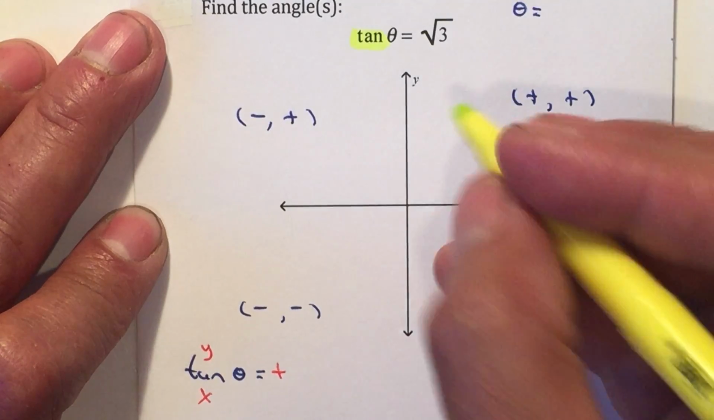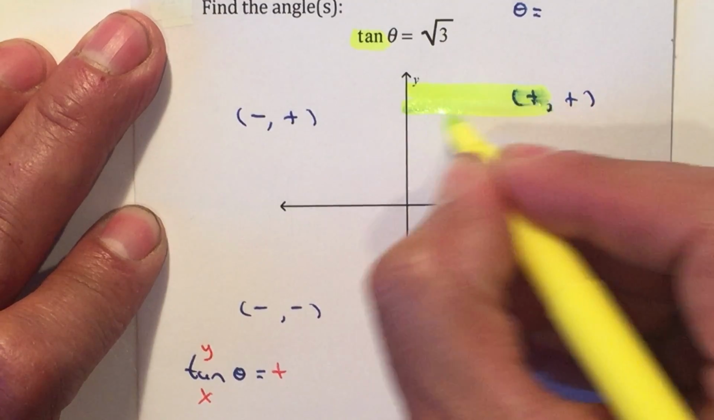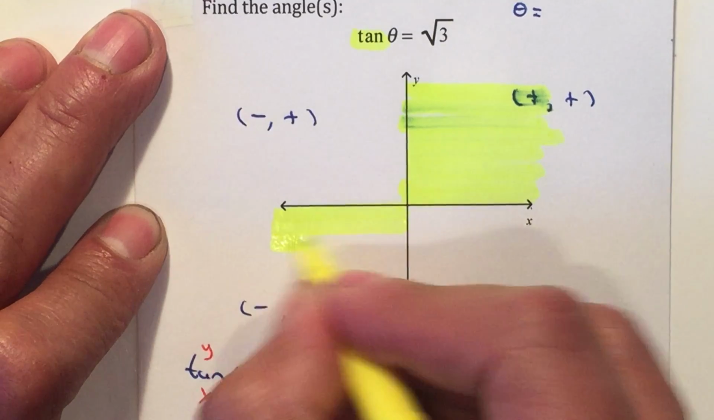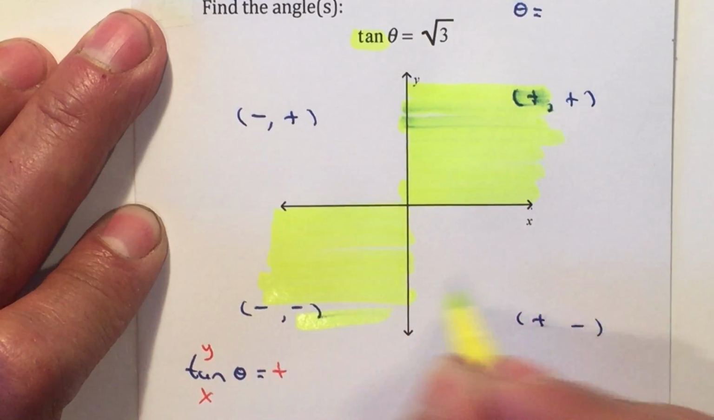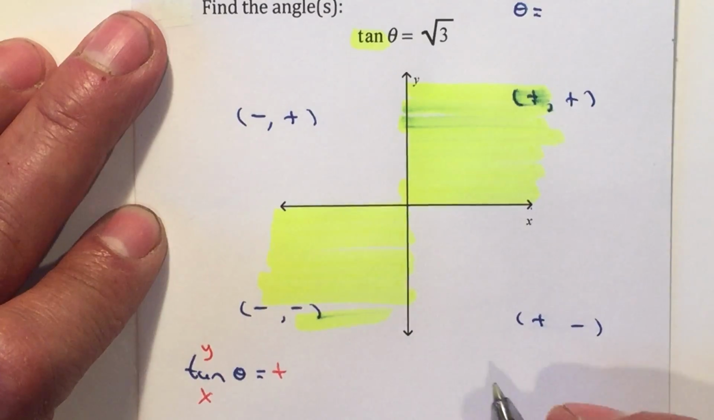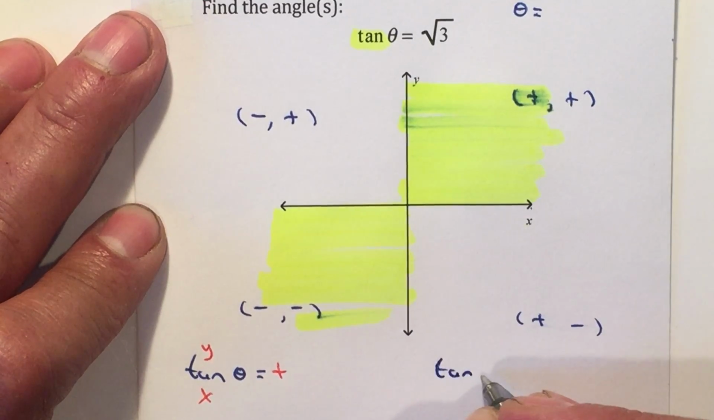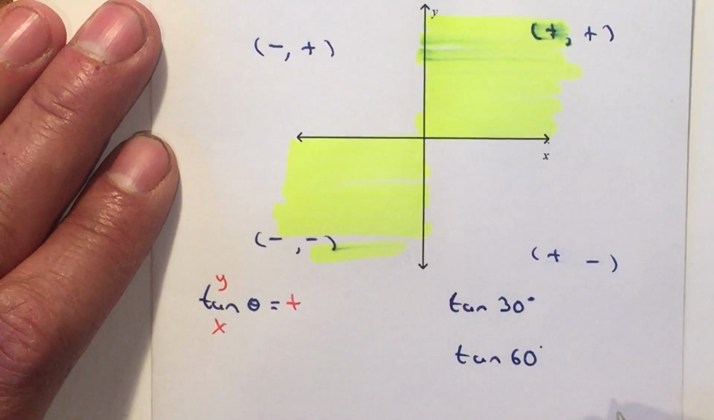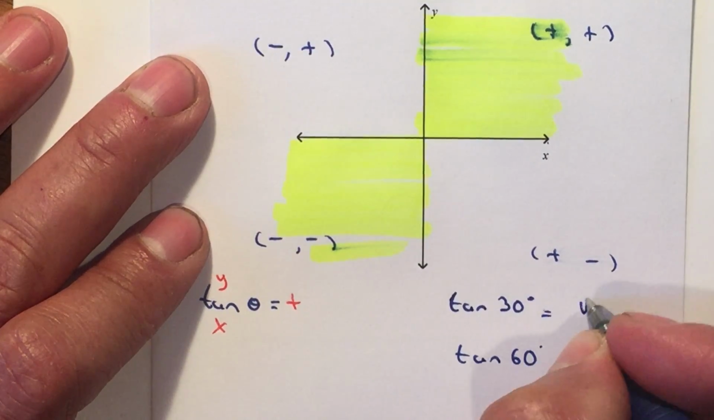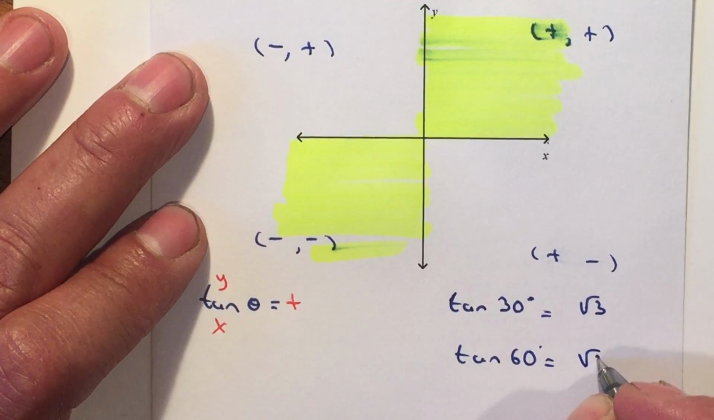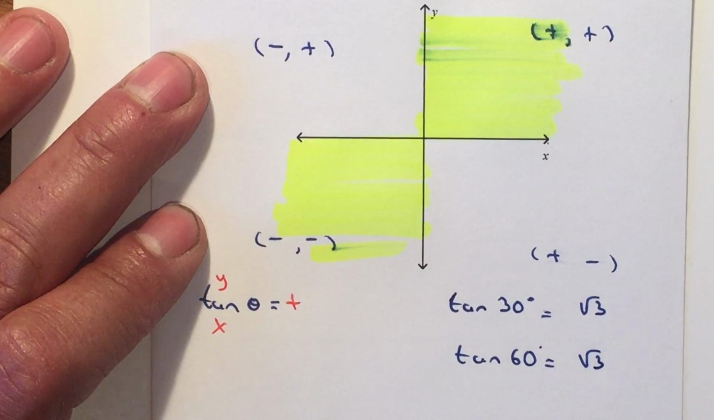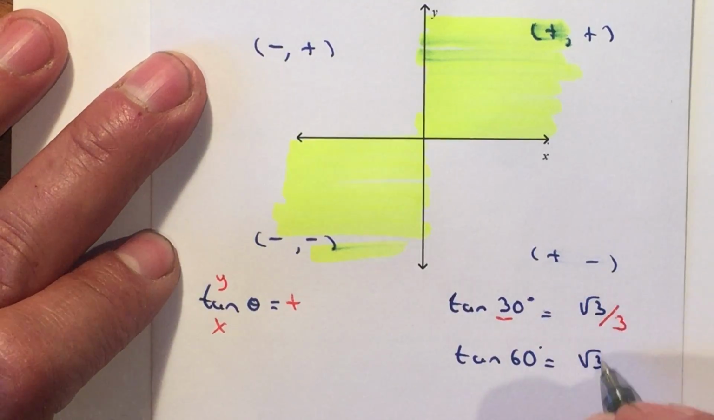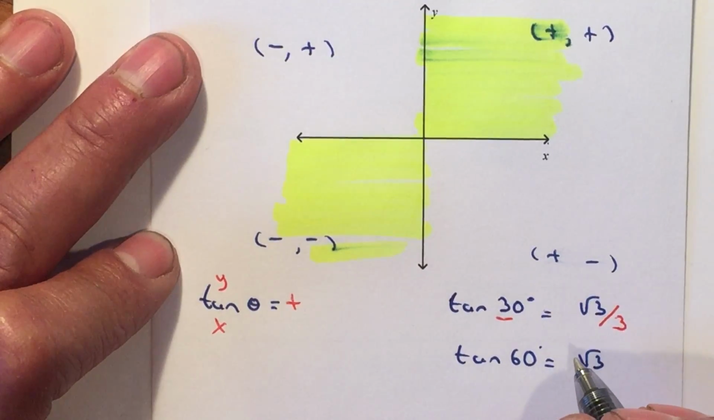So therefore your angle can be on quadrant number 1 or on quadrant number 3. If it's tangent of 30 versus tangent of 60 degrees, tangent of 30 is square root of 3 divided by 3, and tangent of 60 is square root of 3. So it's important that you guys memorize this so it'll be much easier to answer this question.